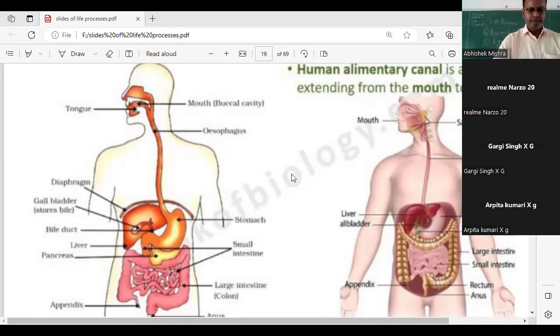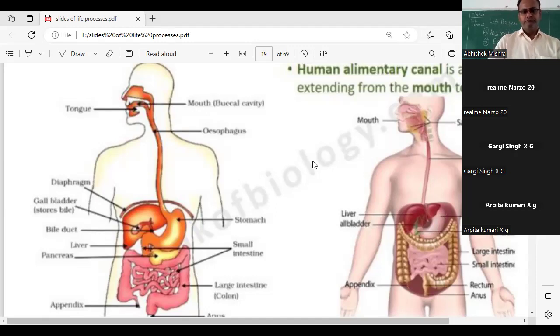HCl kills the bacteria present in the food, and it also provides the acidic medium for the pepsin enzyme. Pepsin is a protein-digesting enzyme. It requires acidic medium, and HCl provides that acidic medium. Fine. And the mucus protects our stomach from the acid, that is HCl. Okay, and pepsin?